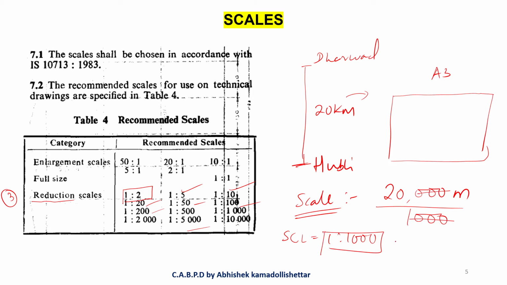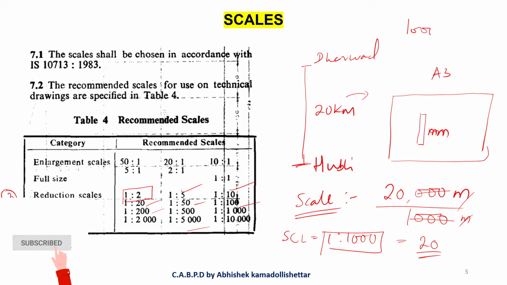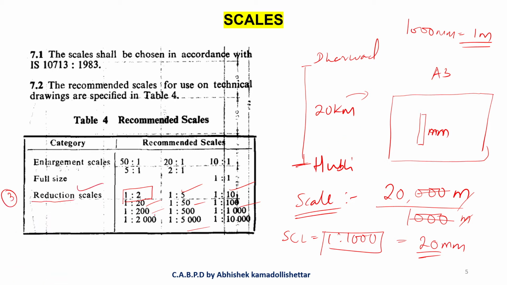Three zeros gone, three zeros gone, so 20 meters. 1000 millimeters will give you 1 meter. So we can say that this is 20 mm of line you have to draw on the map, so the entire thing is reduced. This is the reduction of scale. I hope you understood. The bigger lengths will be converted into smaller lengths to fit into the drawing sheet. Okay, fine. Next, I hope you understood.